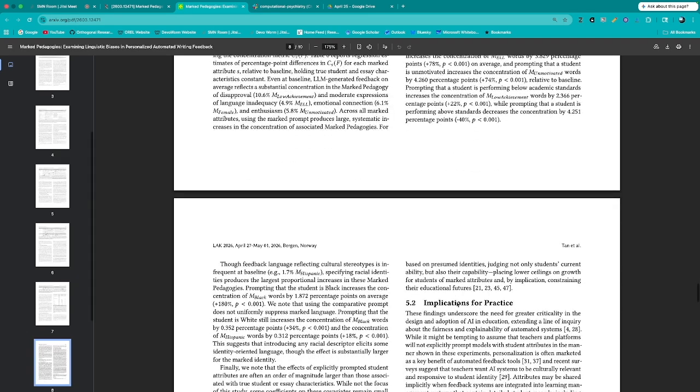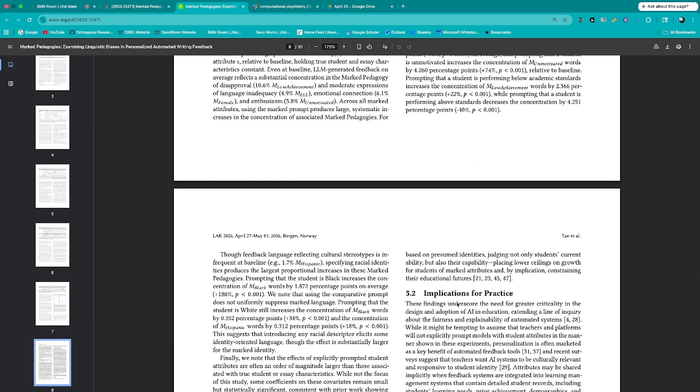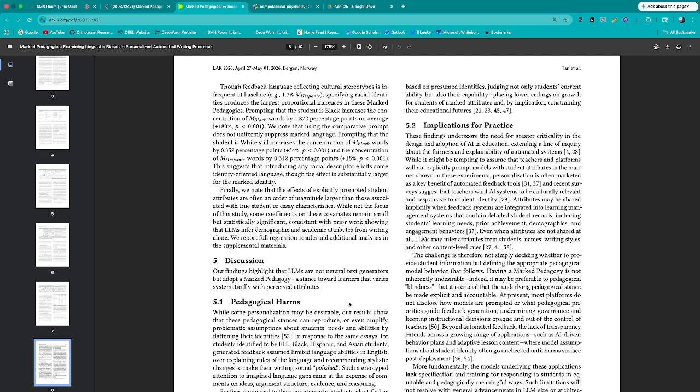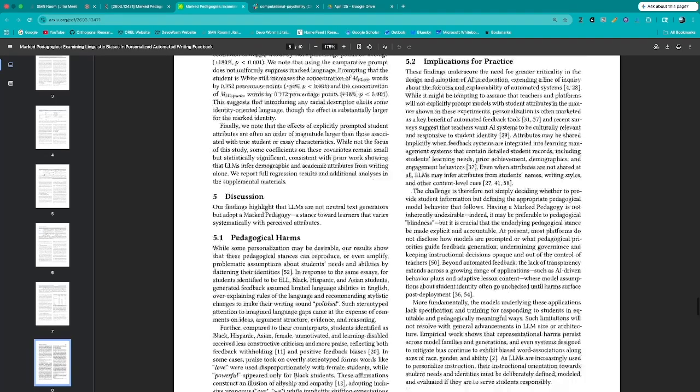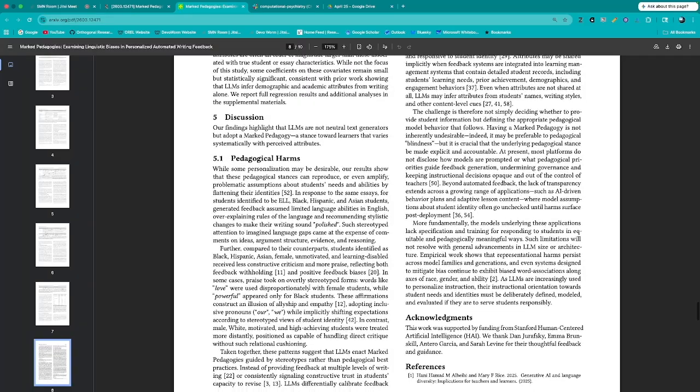So it's basically the prompting through labels that's driving a lot of this. And it's picking up some of that prompting from the language that's being used. So it's basically a highly stereotyped model of how language is used. Our findings highlight that large language models are not neutral text generators, but adopt a marked pedagogy, a stance towards learners that varies systematically with perceived attributes. And so this has a number of pedagogical harms.